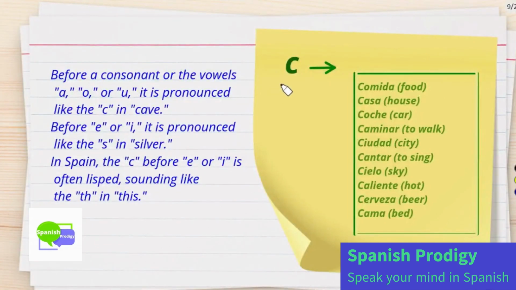Now, the letter C. Before a consonant or the vowels A, O, or U, it is pronounced like the C in cave. Before I or E, it is pronounced like the S in silver. However, in Spain, the C before I or E is often lisped and sounds like the TH in this.